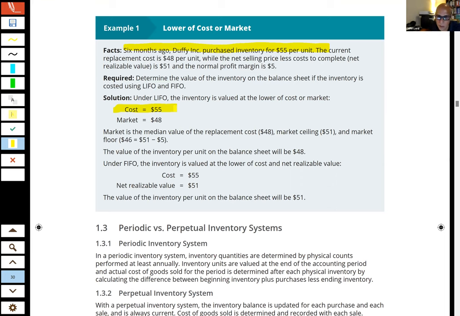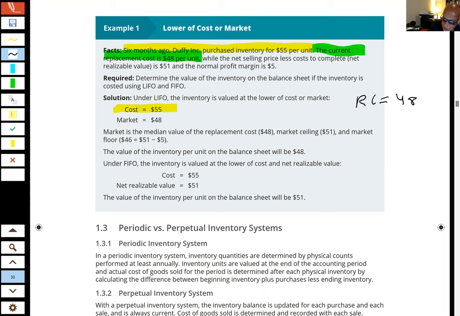If the market is higher, then I'm going to use the cost, okay? Now I come over and they tell me that the current replacement cost is $48. So I would go ahead and write down RC, replacement cost. I put that off to the side because I want to evaluate it to make sure that it's not over the ceiling. It's not below the floor.